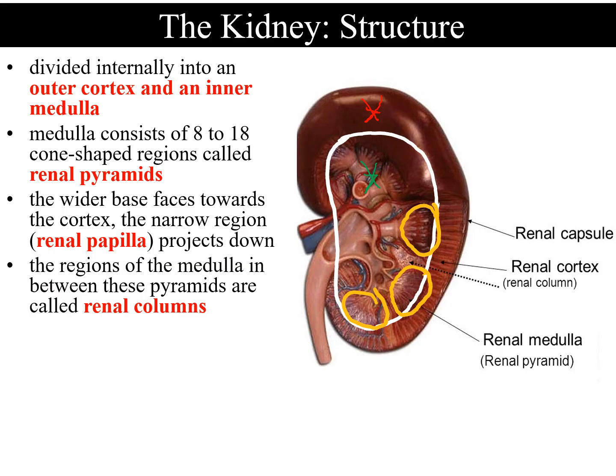The medulla consists of 8 to 18 cone-shaped regions known as renal pyramids. I've circled a few in yellow. The wider base of the pyramid faces out towards the cortex, and then there is a narrow region known as a renal papilla, which projects down into the medulla. The regions of the medulla in between these pyramids are known as renal columns.